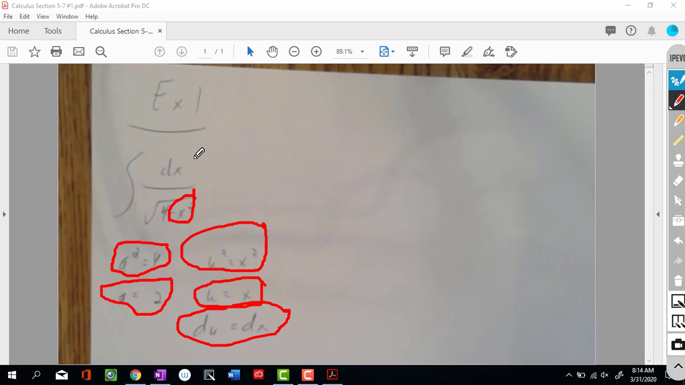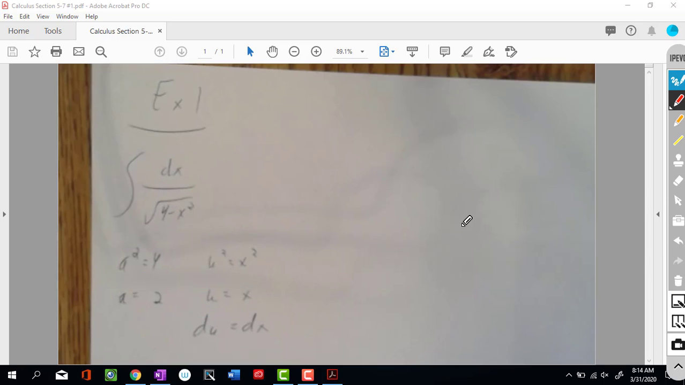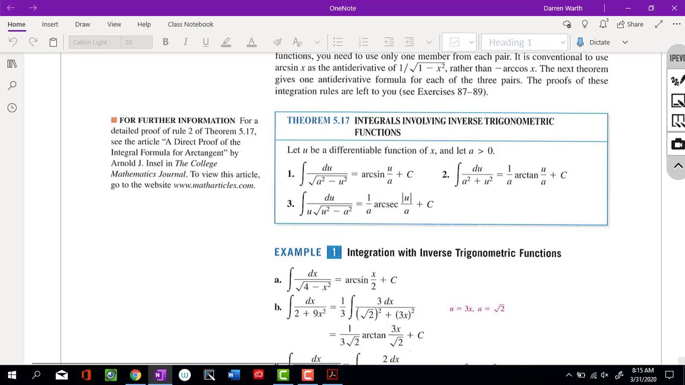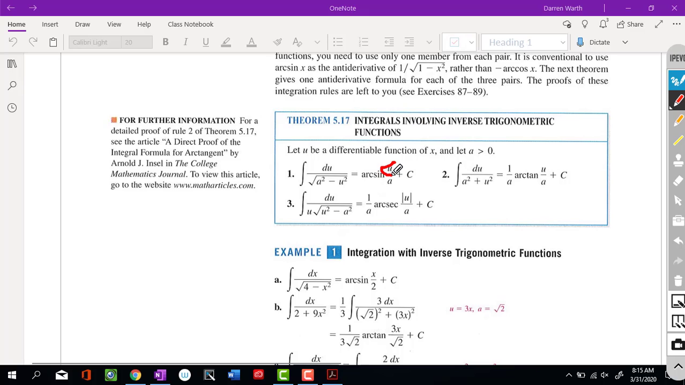So everything matched up correctly in my equation, and this is just a straightforward problem you can go ahead and find the answer to. If you look back at your book, that's what they do. They show you that this all matches up perfectly, so it's just a matter of substituting. Here's my u, which is just x. Here's my a, which is 2, and then plus c. That is why the answer is the arc sine of x over 2 plus c.